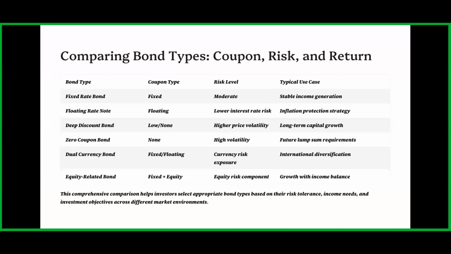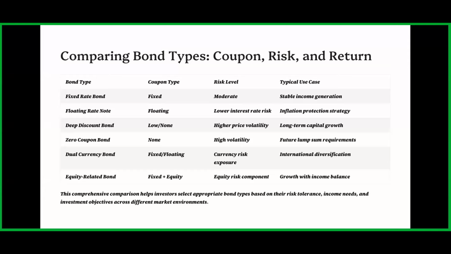In dual currency bond, the currency exchange risk is always associated with it, because a dual currency bond deals with two different currencies. Now for equity related bond, we can say the risk level is the equity risk component. It depends upon the equity risk components.